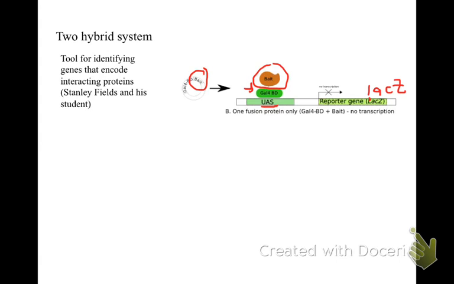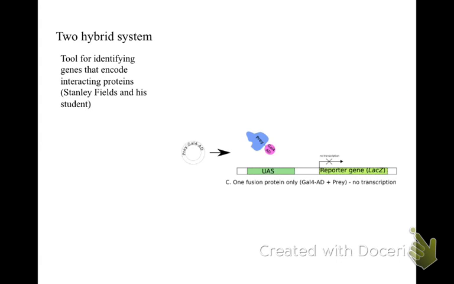and they fused it to a different protein. So in this case, here's the activation domain, and they joined it now to the gene for what they're calling prey, and they think that prey might interact with BAIT. In this case, we also see an unproductive stimulation of transcription. There's nothing that's going to happen here because there's no binding domain. And this is our control to show that if we fuse prey to activation domain, we don't create some unusual binding to the upstream activating sequence.